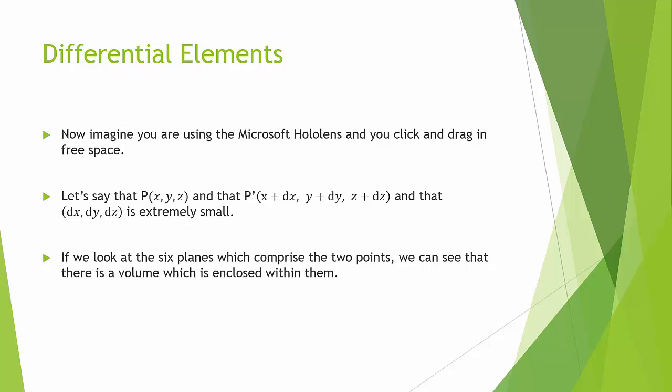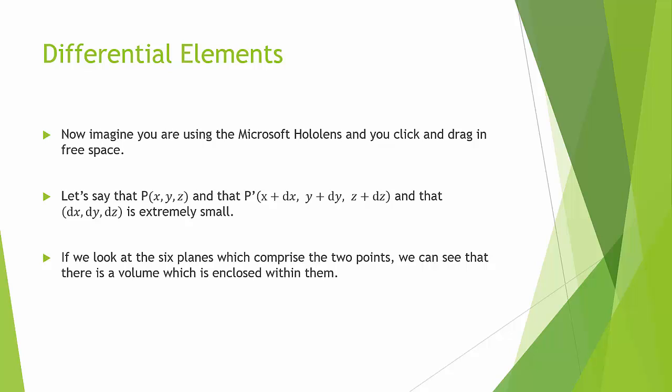Now imagine that you're using Microsoft's HoloLens, which works with augmented reality, and you can control elements on the screen by basically pinching in the air and dragging in free space. So there's an X, Y, and Z component to your movement. Let's say that the initial point that you're starting at is represented as P, and it's given the coordinates X, Y, Z, just some arbitrary numbers, and that your destination is P prime, which is X plus dx, Y plus dy, and Z plus dz.